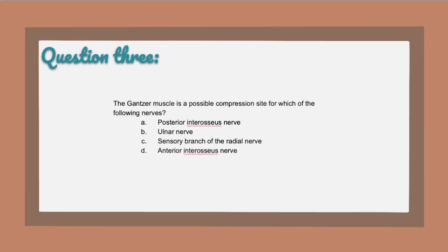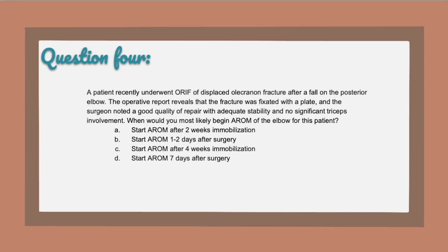Question 3. The Ganser muscle is a possible compression site for which of the following nerves? A. Posterior interosseous nerve. B. Ulnar nerve. C. Sensory branch of the radial nerve. D. Anterior interosseous nerve.